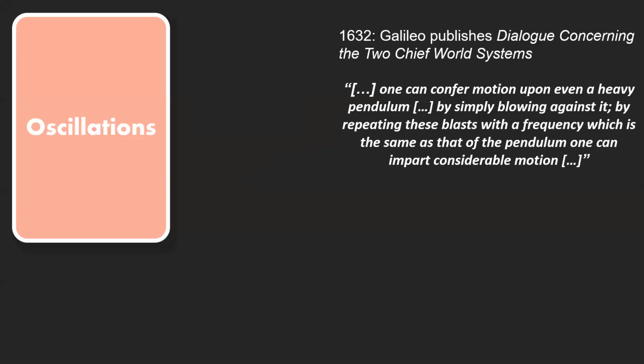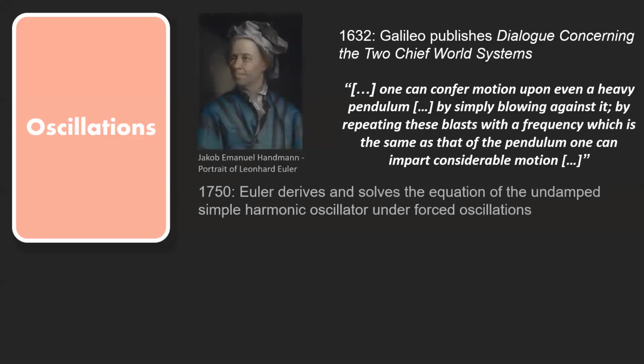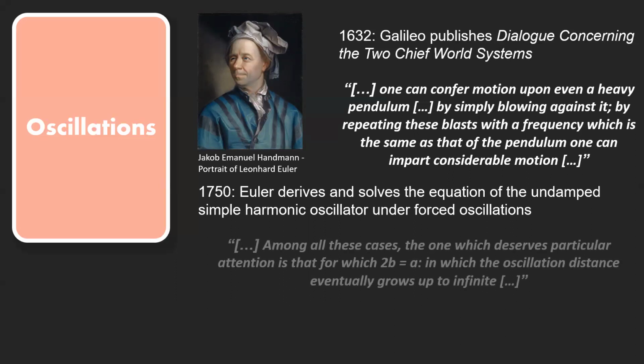To formalize things a bit better, in 1750, Euler derives and solves the equations of the undamped simple harmonic oscillator under forced oscillations. What does this mean? This means that he figured out mathematically how those pendulums work when you actually force those blasts Galileo was talking about. And he came to a really interesting conclusion, which was that among all these cases, the one which deserves particular attention is that for which 2b equals a, which I'll explain in a minute, in which the oscillation distance eventually grows up to infinity.